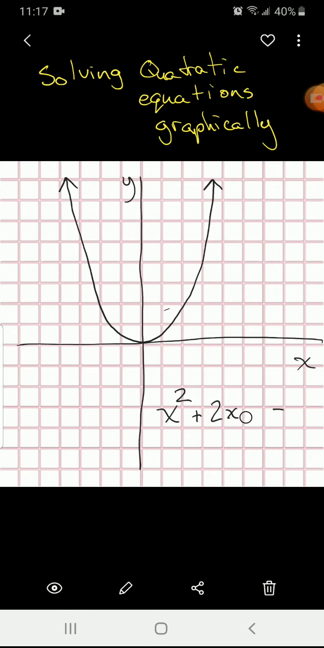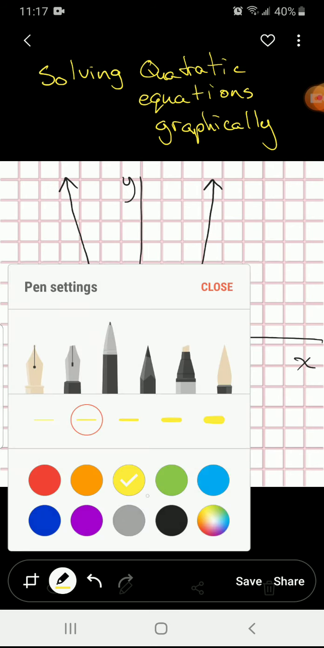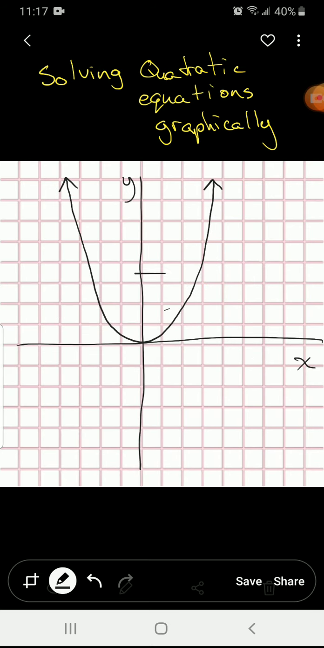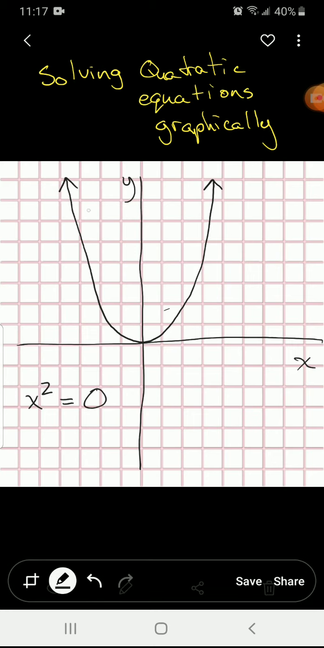all that means is we're going to look at the graph of something. We're going to look at the graph of a quadratic, and in this case, let's say we have x squared equals 0. Let's say we have this one. So here we have the graph of x squared, and we're just looking where it's equal to 0.